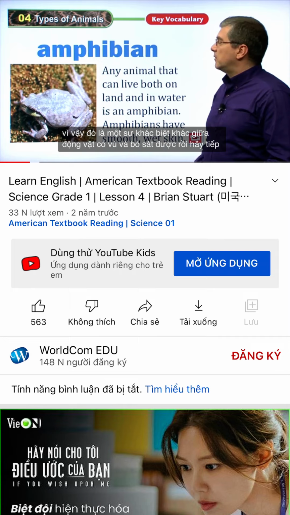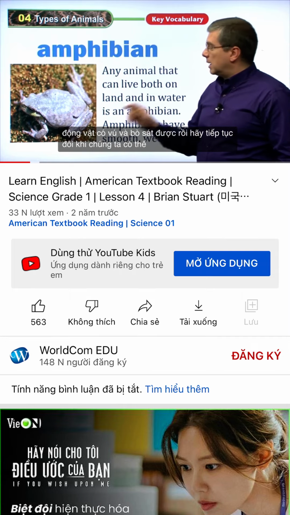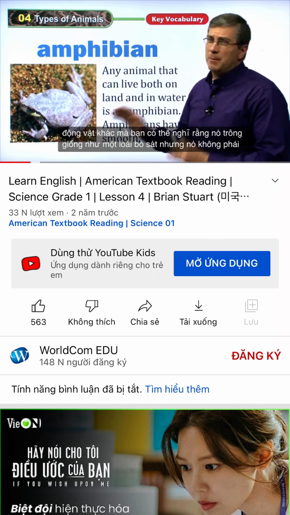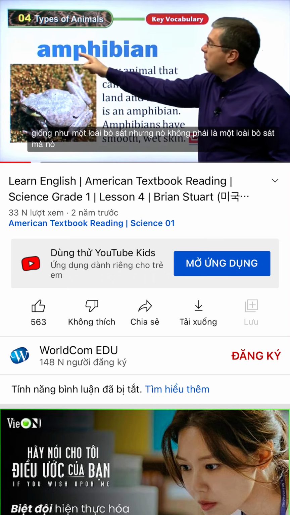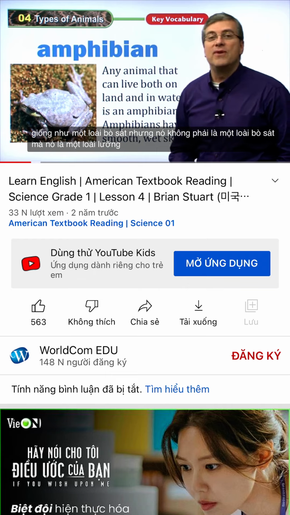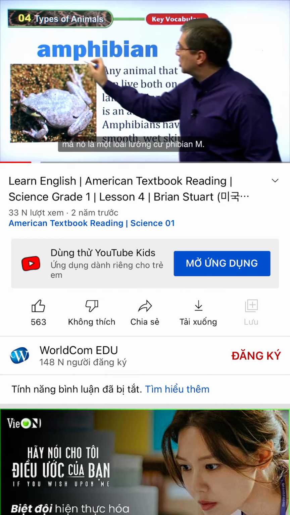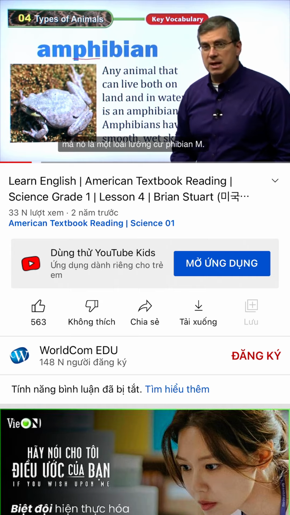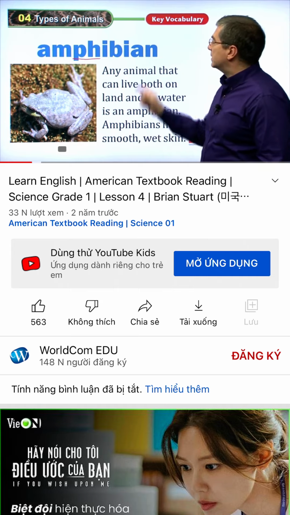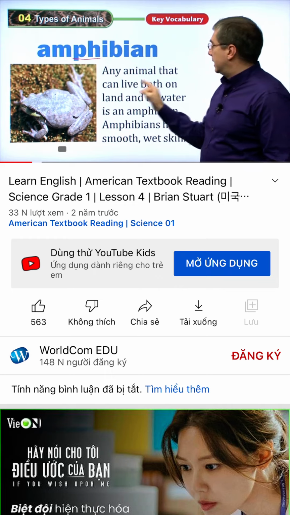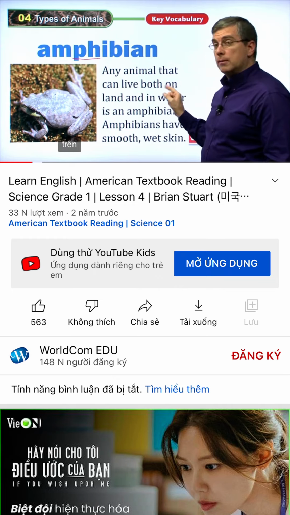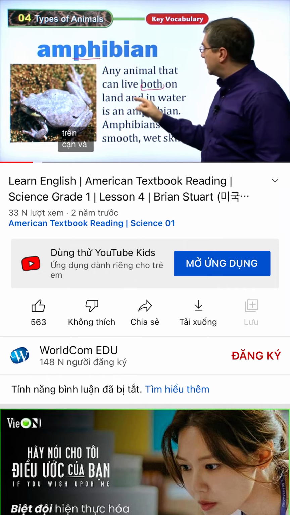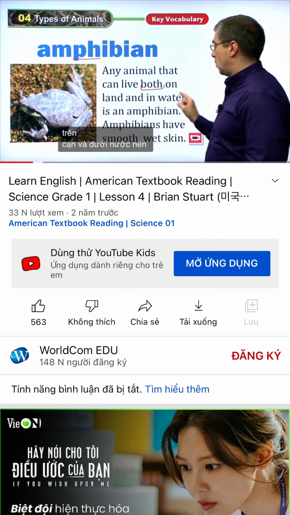Okay, let's move on. Sometimes we can see another type of animal. You might think, hey, that looks like a reptile, but it's not a reptile. It's an amphibian. Amphibian. Remember, PH sounds like F. Amphibian. So, an amphibian is any animal that can live both, that's the important point, both on land and in water.